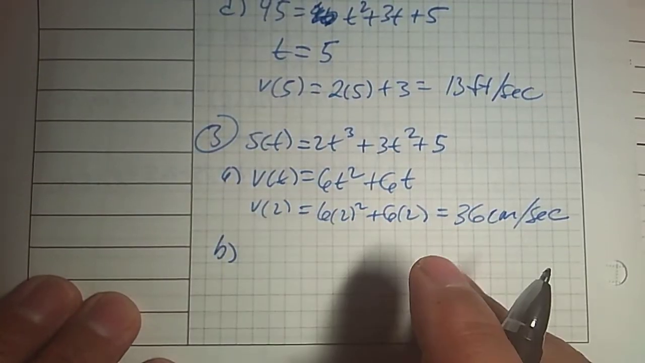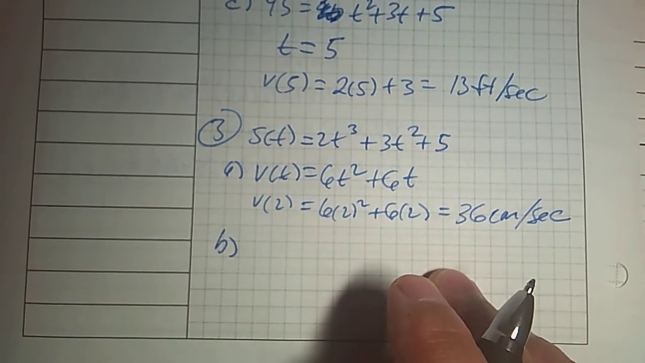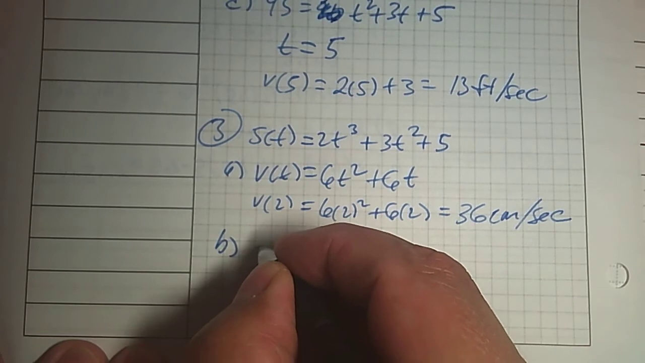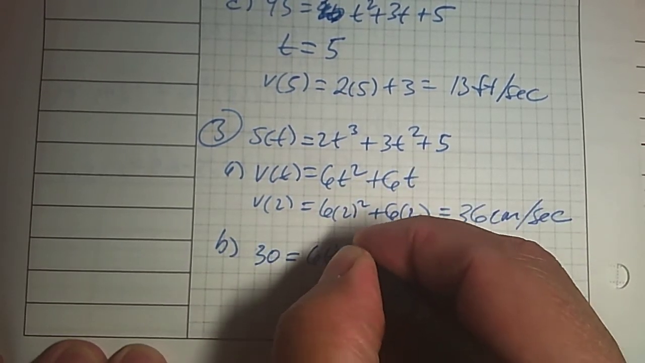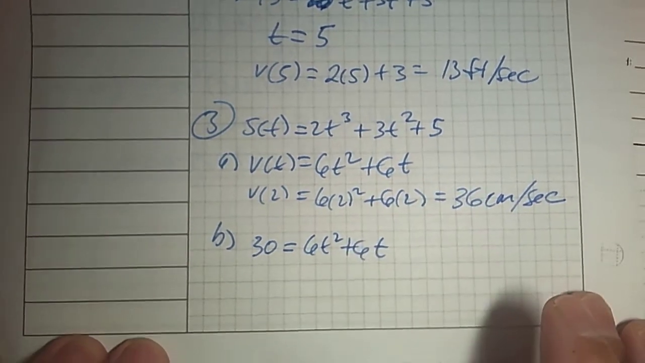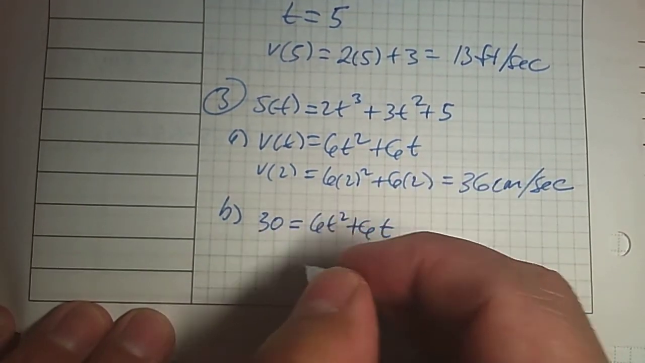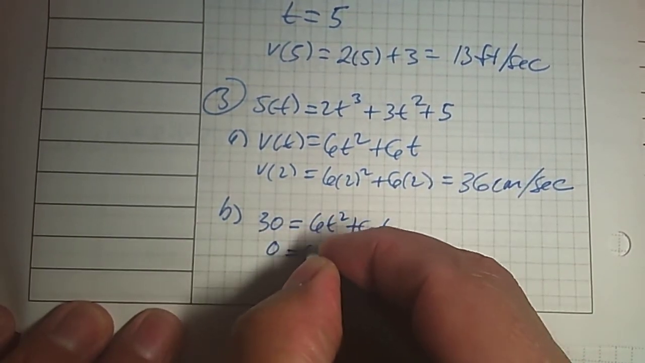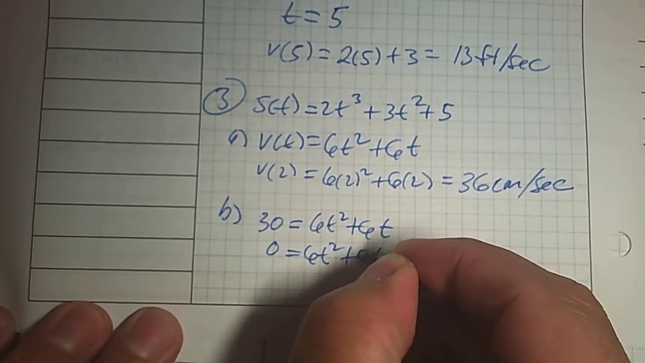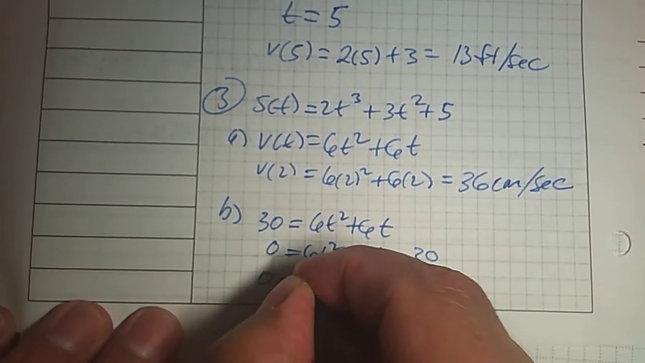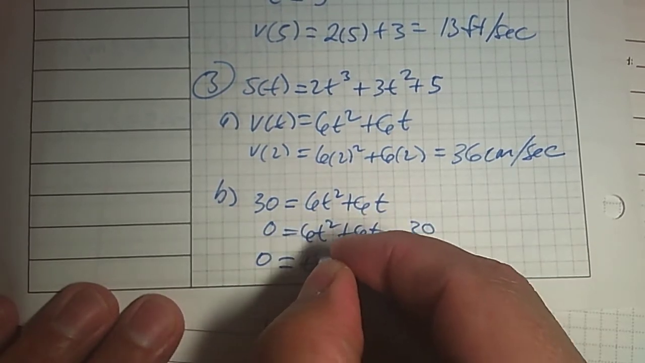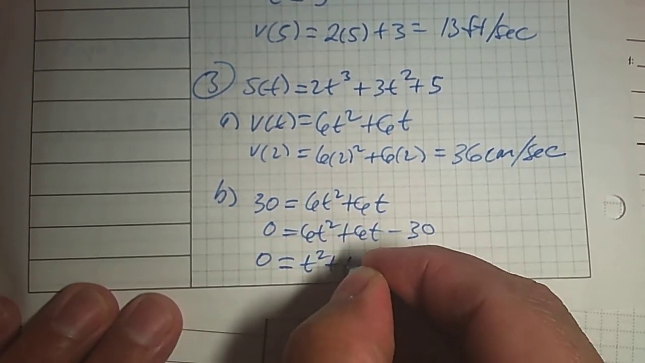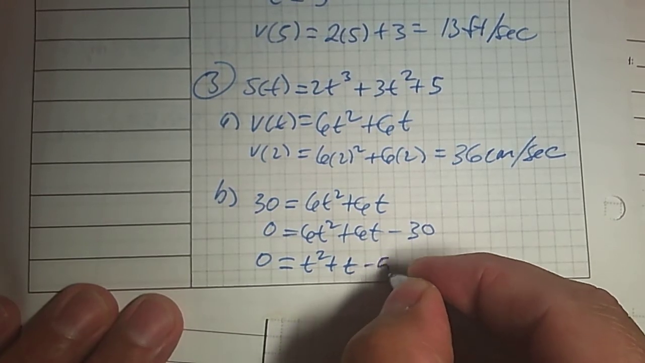Part B, when is the velocity of the ball 30 centimeters per second? So the velocity is 30, so we take the velocity, make it equal to 30, and then I'm going to solve it. So I'm going to subtract 30 to make it equal to 0. I'm going to divide everything by 6. So if I divide everything by 6, it's t squared plus 1t, subtract 5.